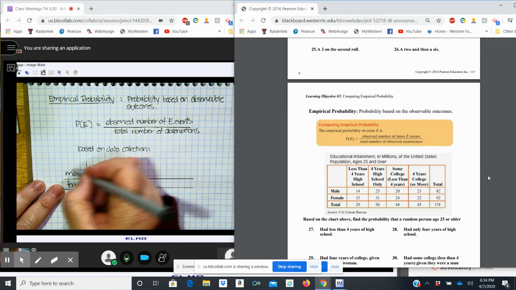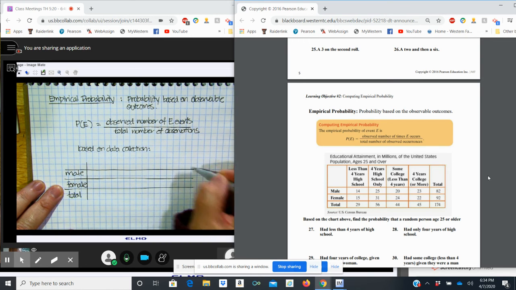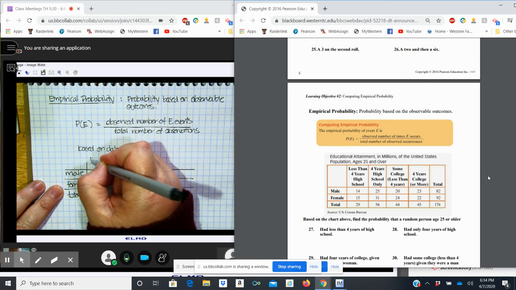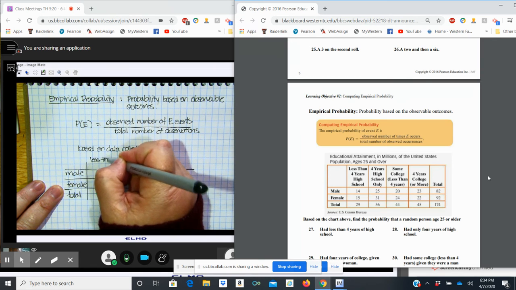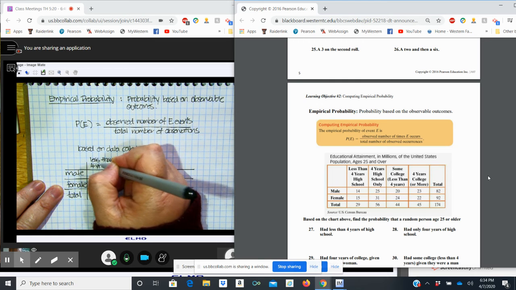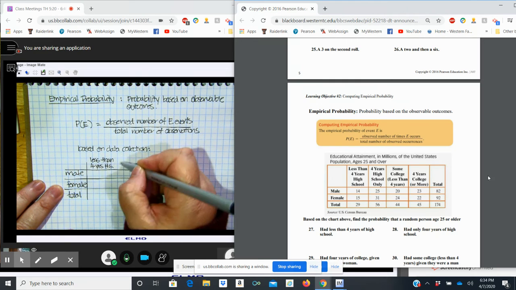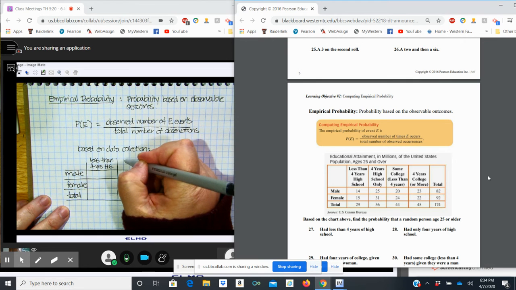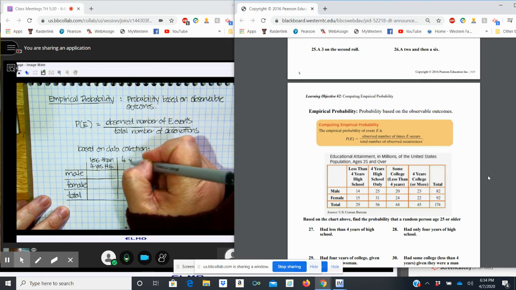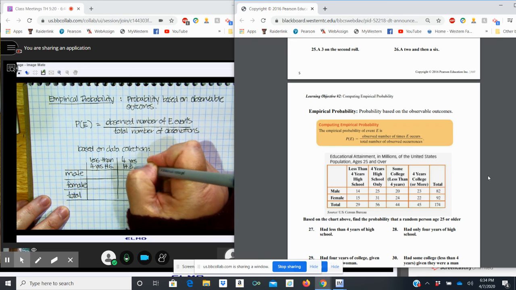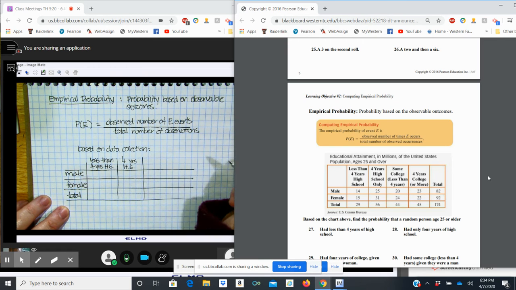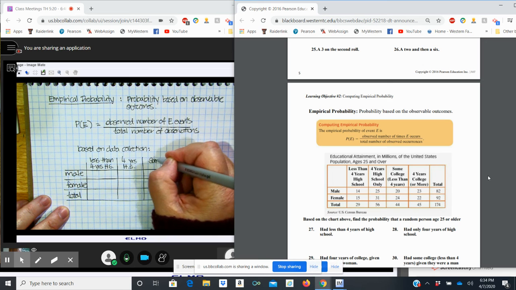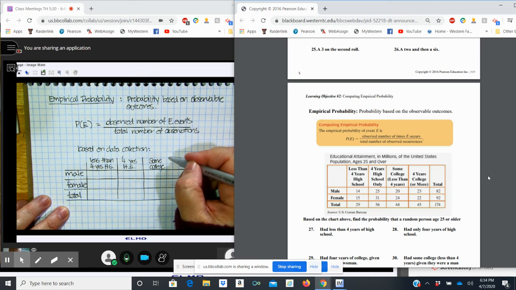So we're going to look first, we took some data on the number of people that had less than 4 years of high school. So the number of people that maybe dropped out or were forced out of high school before they were able to graduate. And then the number of people who had 4 years of high school. Then we looked at people with some college. So they did go to school, but they did not graduate.